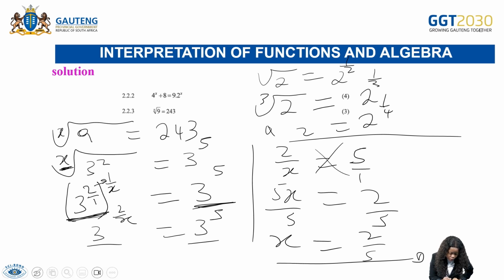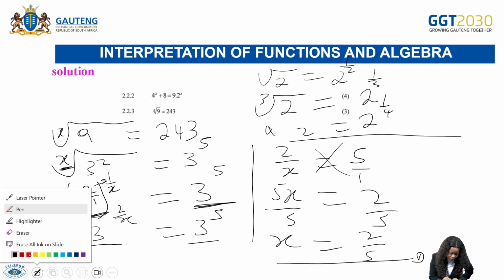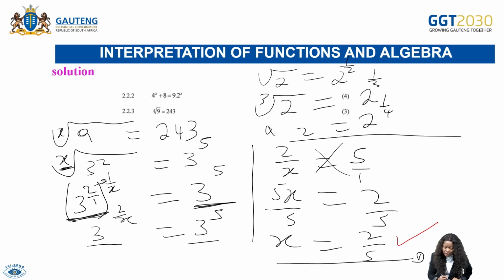Let's see how you get your 3 marks. You obviously get a mark for the answer. You get a mark for removing that square root. Then you get a mark for dropping the exponents. Then that's going to be your full 3 marks. Okay.